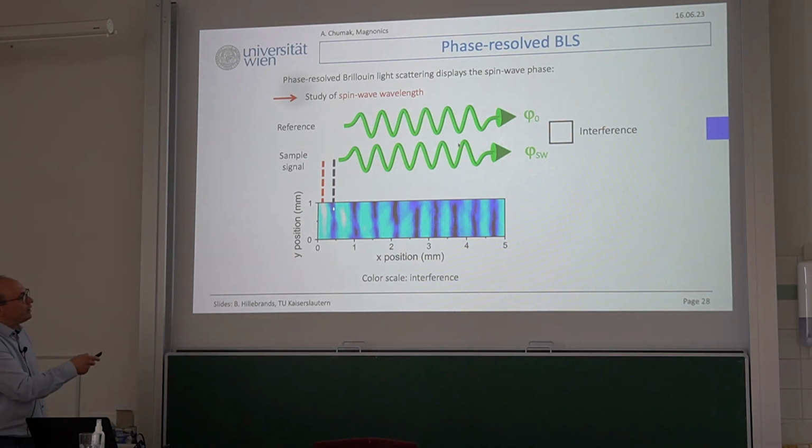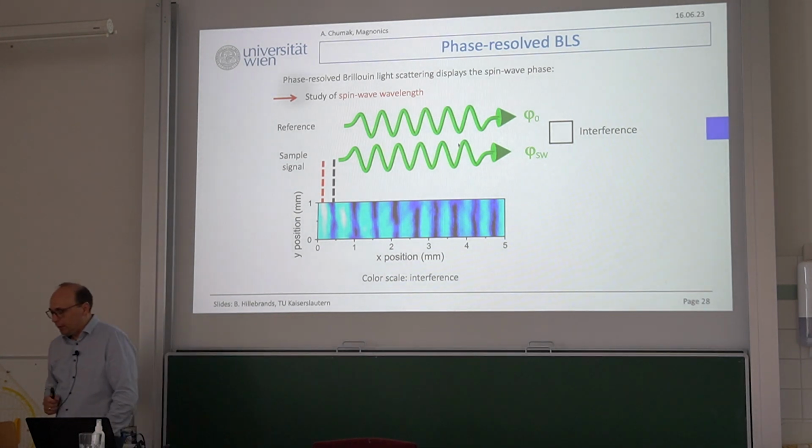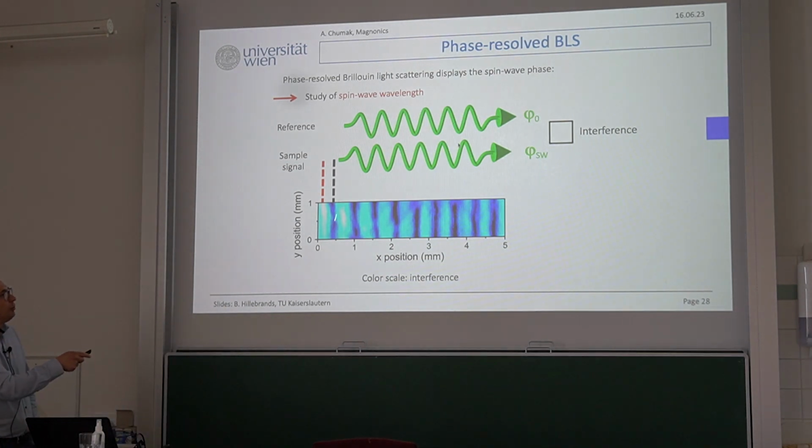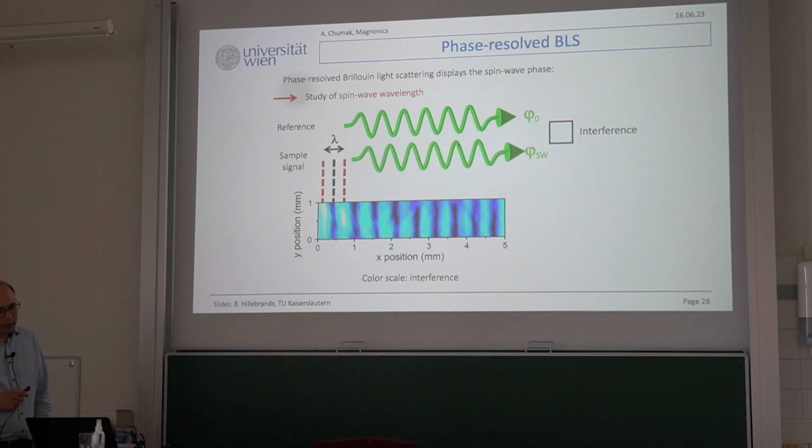And in such a way, just by scanning your sample, you still measure only amplitude, but the amplitude of two lasers mixed together. But then you will see such a pattern, maximum, minimum, and this is your spin wave phase. So you can measure spin wave phase simply using an additional reference signal, like it's shown here.